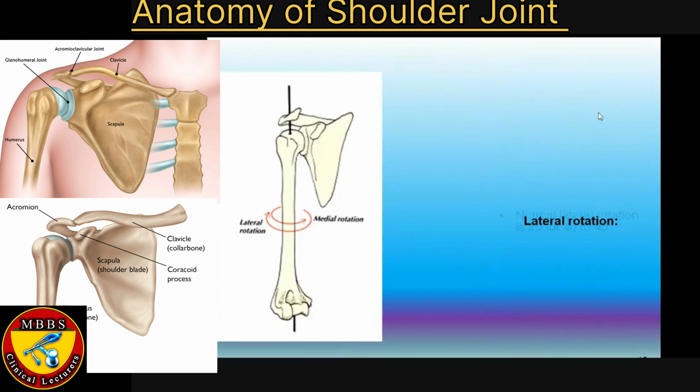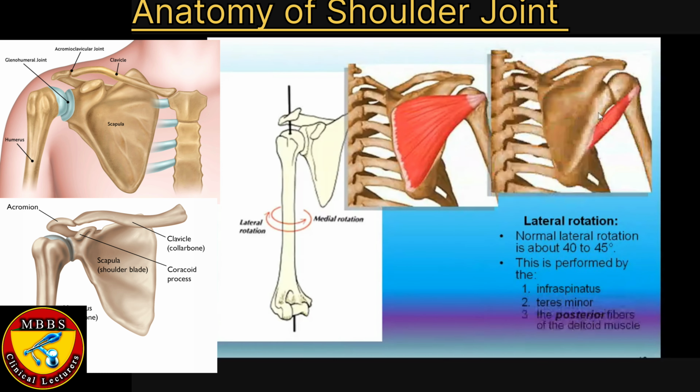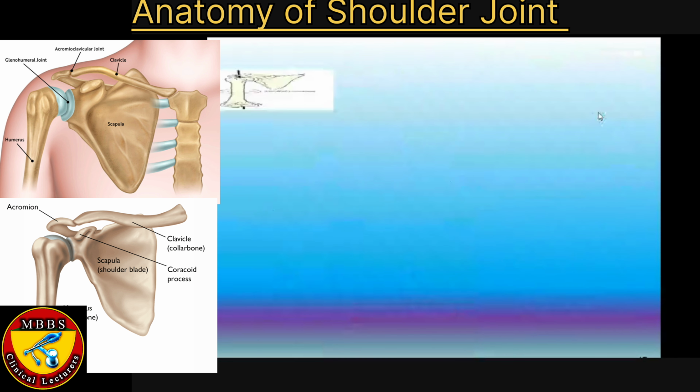Then we talk about the lateral rotation. The lateral rotation is normally about 40 to 45 degrees, and this is also performed by different muscles like the infraspinatus muscle, the teres minor, and the posterior fibers of the deltoid, which are responsible for the lateral rotation of the shoulder joint.